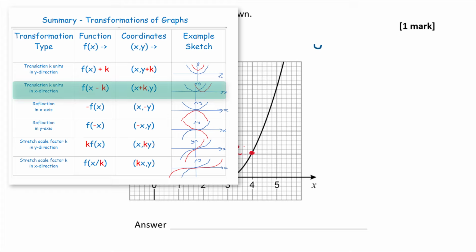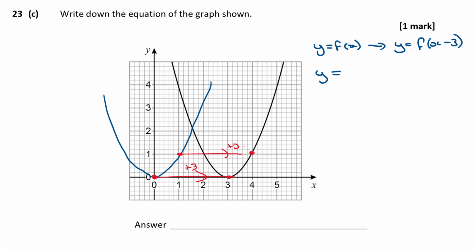So a shift like that, y equals f of x would be going to y is equal to f of x minus however many units to the right you go. In this case it's 3. Okay, so for our equation, y is equal to x squared, that's going to go to y is equal to x minus 3 squared, like that. Okay, so that's our graph there, y equals x minus 3 squared.